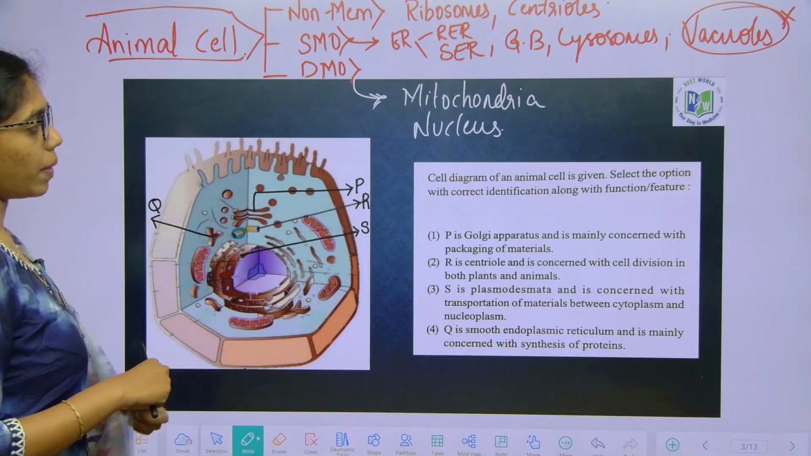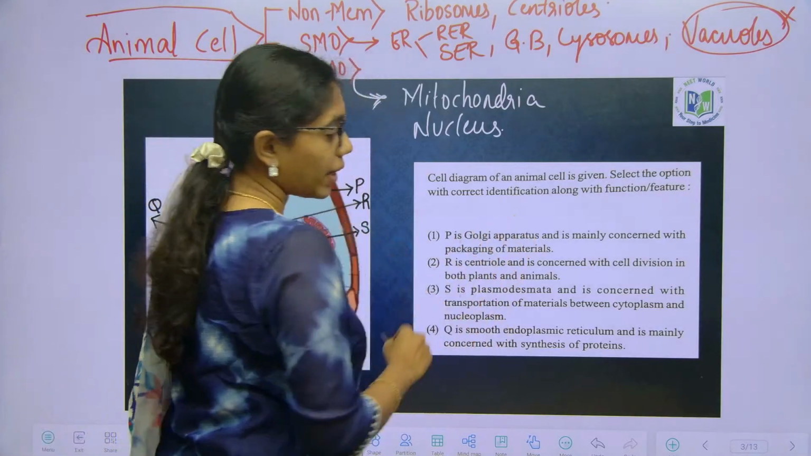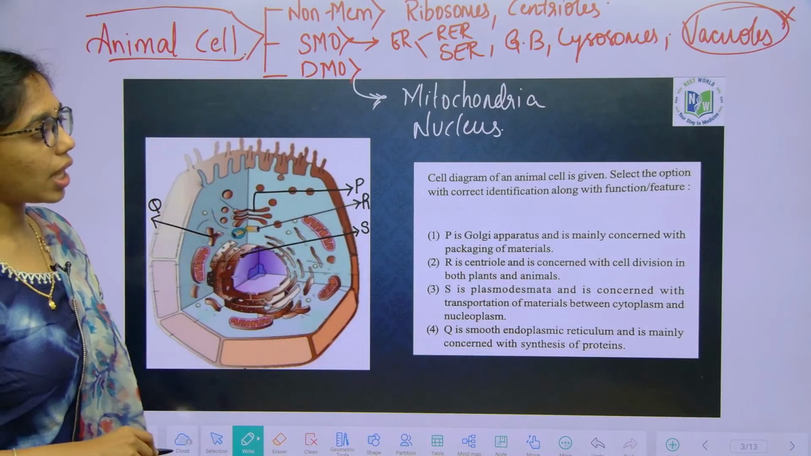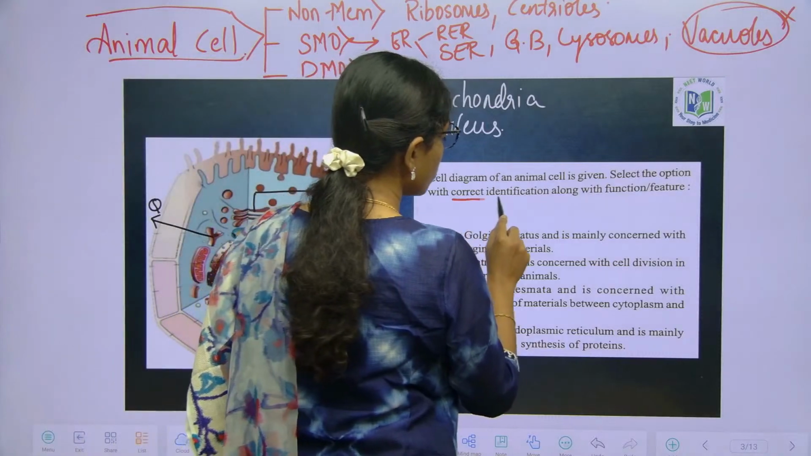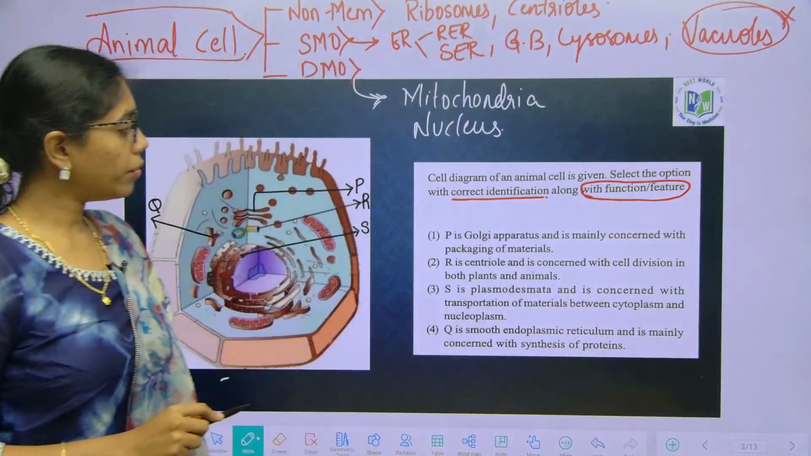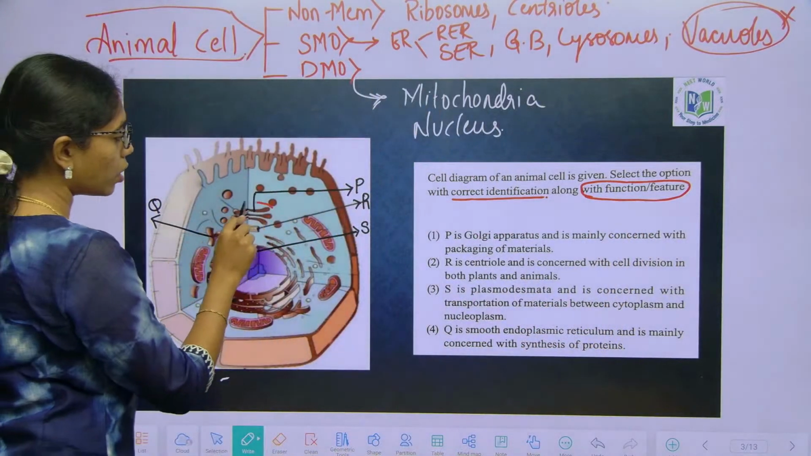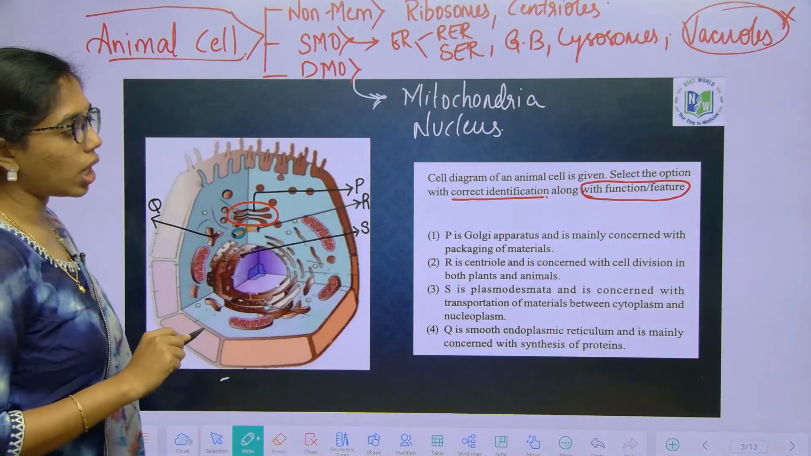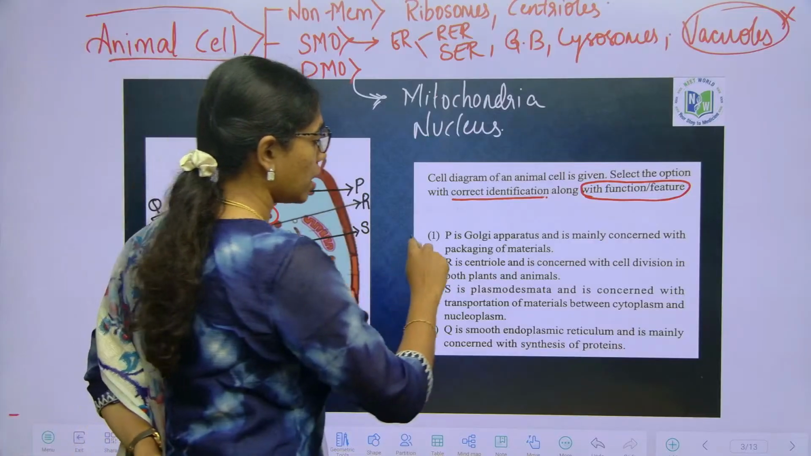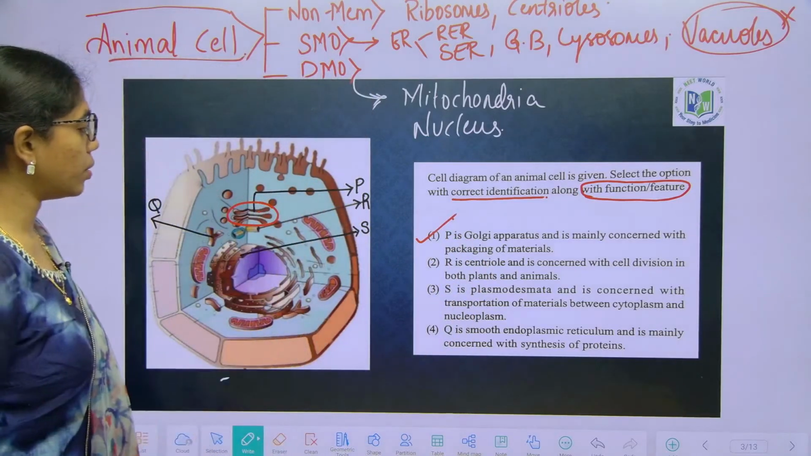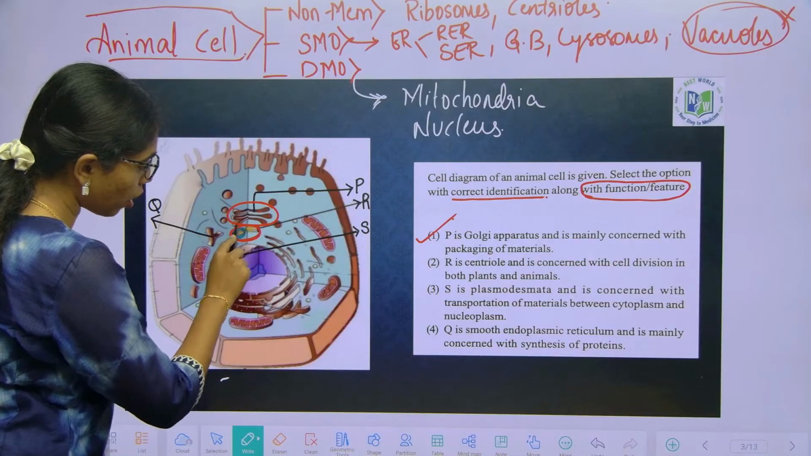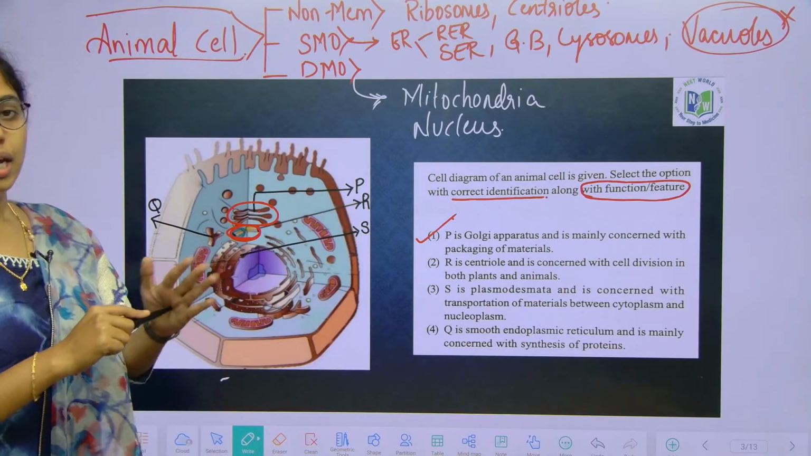Now look at the diagram and question. Cell diagram of an animal cell is given. Select the option with correct identification along with the function or feature. If you see P, these are what? Golgi bodies. P is Golgi apparatus and this is mainly concerned with packaging of materials. Correct? Golgi bodies are concerned with what? Packaging of materials. And R, you can see two cylindrical rod like structures perpendicular to each other.